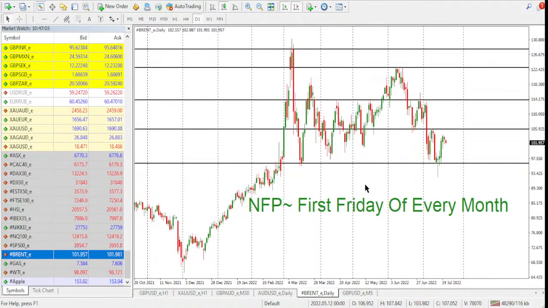So what happens here is, in this news, they normally release the news that shows how many people were employed in the United States and how many people lost their jobs in the United States. So if many people were employed during the past week, that is good news for some currencies. And if many people lost their job, that's bad news for some currencies and also some indices.